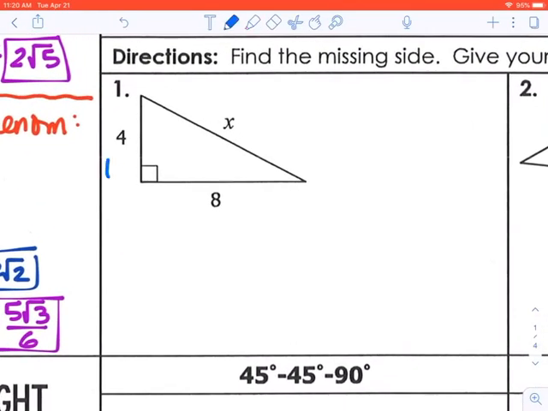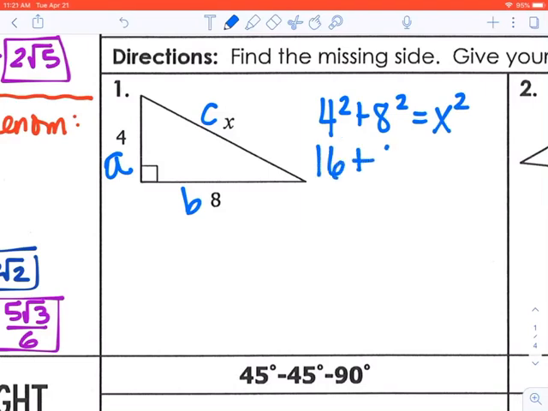So in this one, this is going to be my A and my B. You can interchange those, doesn't matter. And then X has to be the C, though. That is the hypotenuse, so it has to be the C. And so it's just going to be 4 squared plus 8 squared is equal to X squared. Make sure you do your order of operations correctly. In PEMDAS, you have to do the exponents before you do any addition or subtraction. So that's 16 plus 64 is equal to X squared. Okay, 80 then is equal to X squared. We can add those now.